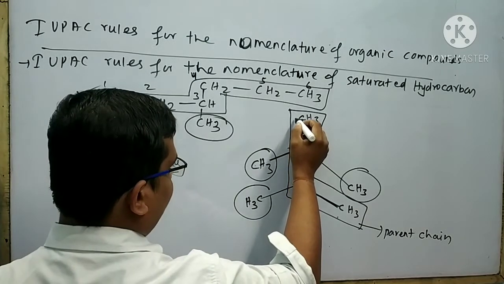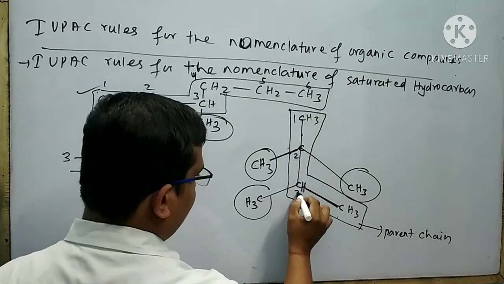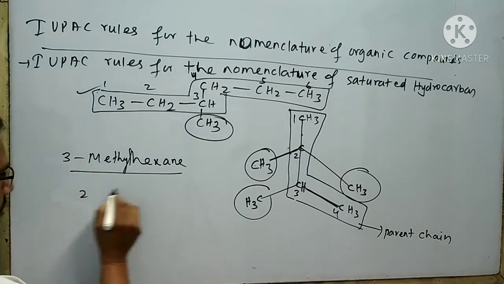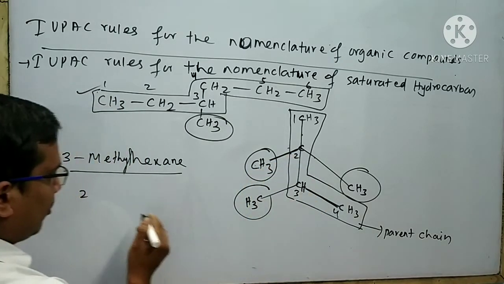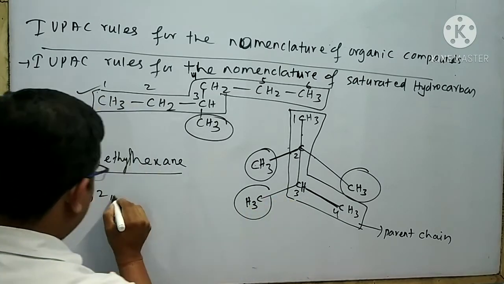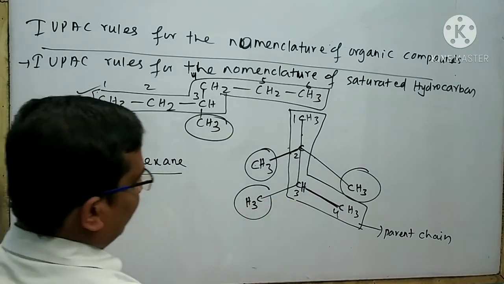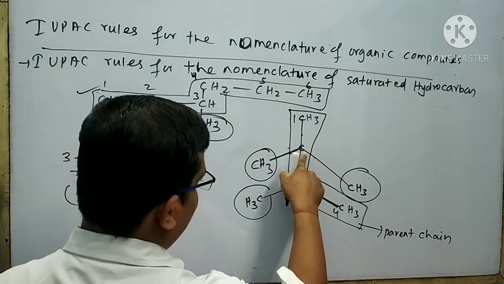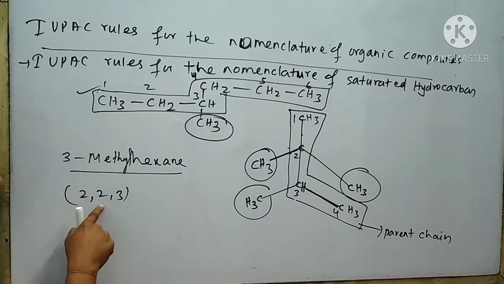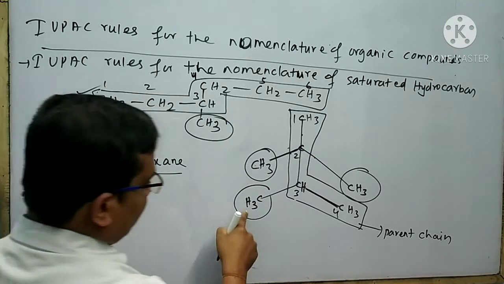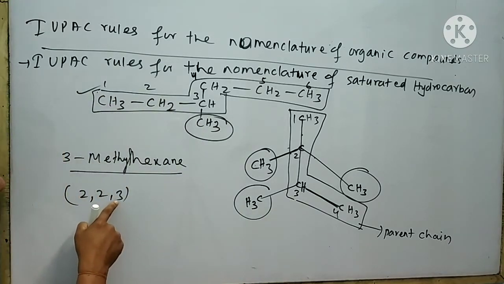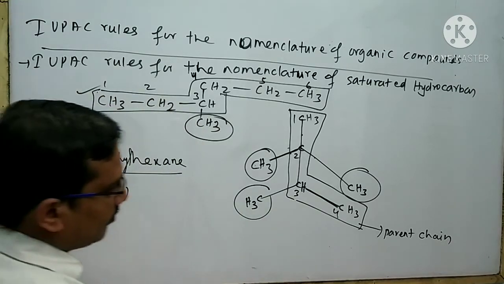If I start the numbering like this, 1, 2, 3, 4, then the set of locants is 2, next also 2, next is 3. Look at that, there are 2 substituents attached to the 2 number carbon, so here it is bound to write 2, 2. Another substituent is attached to the 3 number carbon atom, so here it is bound to write 3.